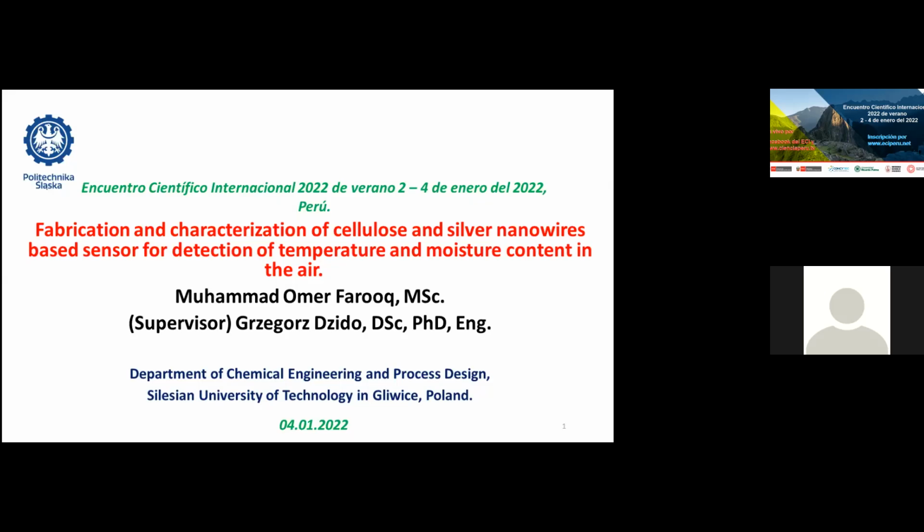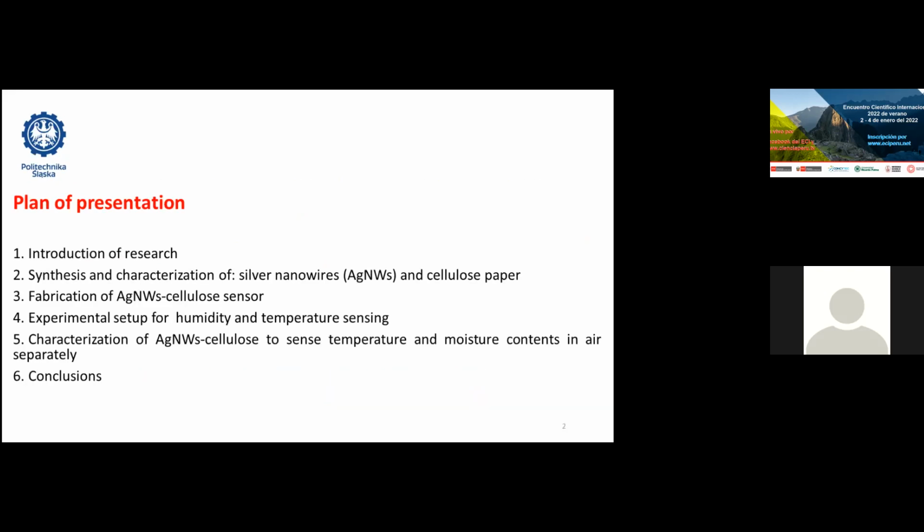Silver nanowires based sensor for detection of temperature and moisture contents in the air. First, I will briefly tell you about the plan of my presentation. First will be a brief introduction of my research, followed by synthesis and characterization of silver nanowires and cellulose paper.